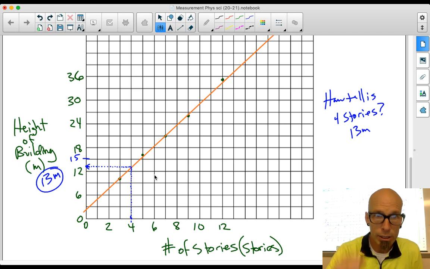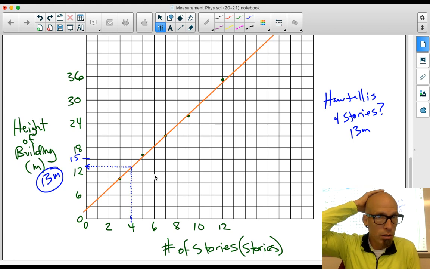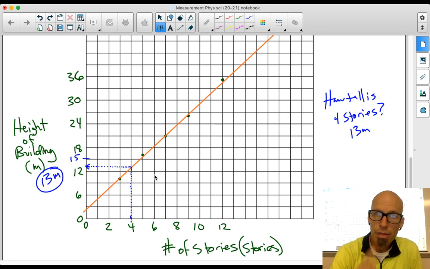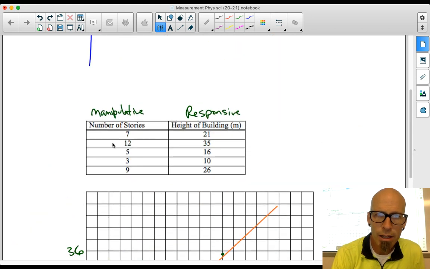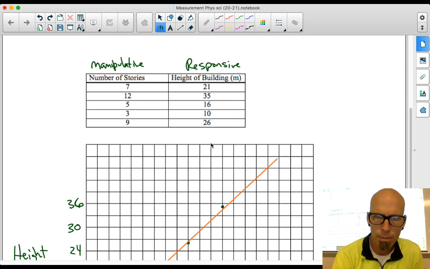Let me ask you another question. What if I have a building that's 30 meters tall? Do we have any data for a 30-meter tall building? No, we've got 26, we've got a 35. Did we have any data for a 4-story building? No, we had a 3 and a 5. We didn't have 4. We have a 26 and a 35. We don't have a 30-meter.